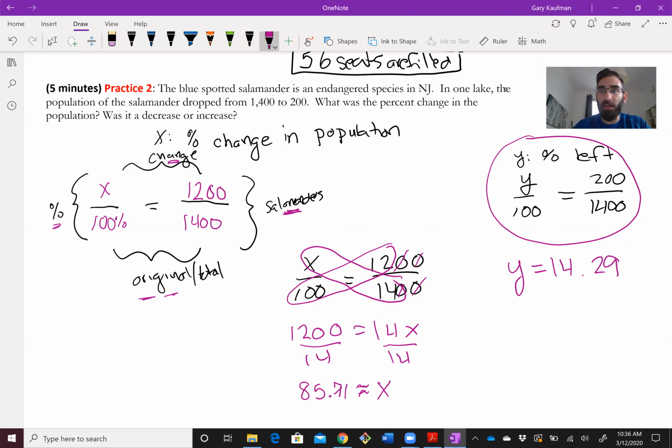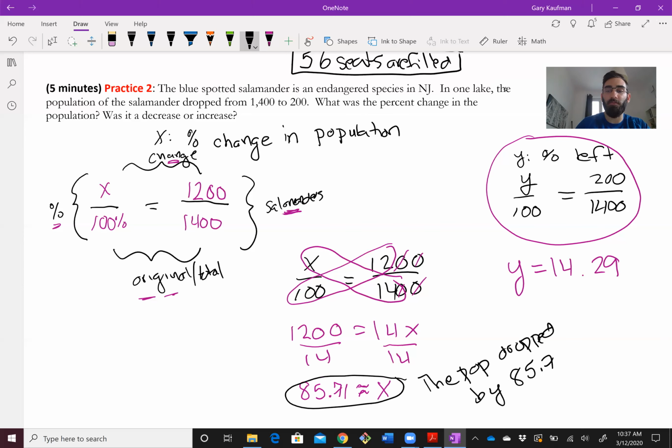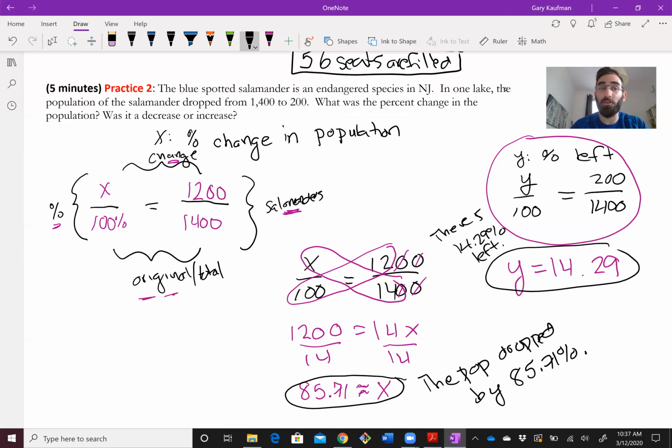But both of these, even though they have different answers, they're saying the same thing. This is saying that the population dropped by 85.71%. This is saying there is 14.29% left. So they're saying the same thing, but the question specifically asked for the change. So I want this answer, not the other one. And this happens to be a percentage decrease.